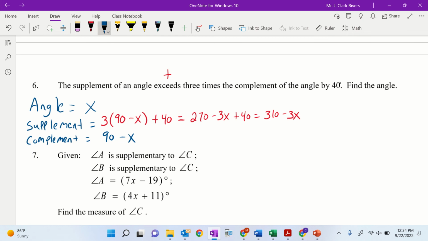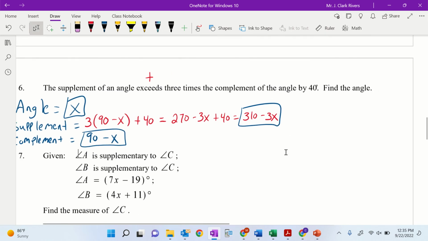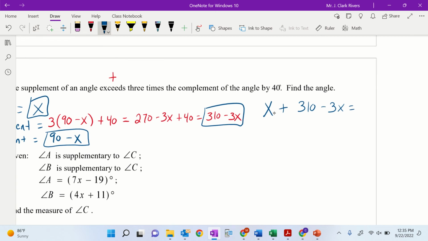Find the angle. So now that we have our angle, which is x, we have our supplement, which is 310 minus 3x, and we have our complement, which is 90 minus x. We need to find the angle. So we need an equation. One equation is enough. I'm going to use the angle and the supplement. Well, that would be the angle x plus the supplement 310 minus 3x equals what? An angle and a supplement have a sum of 180. Okay, x minus 3x is negative 2x. That is equal to, we subtract 310 from both sides, and we get negative 130. And you divide both sides by negative 2, and x equals 65. So the angle is 65 degrees.